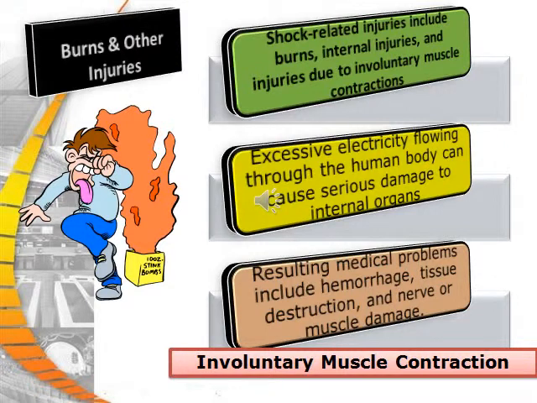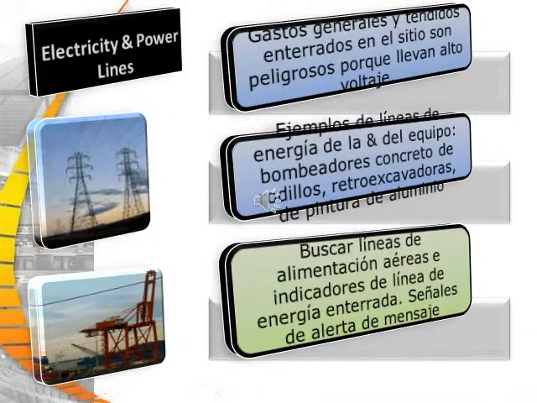Power lines and electricity. Overhead and buried power lines at your site are hazardous because they carry a high voltage. Examples of equipment that can contact power lines are aluminum paint rollers, backhoes, and concrete pumpers. Look out for overhead power lines and buried power line indicators, and post warning signs at those locations.